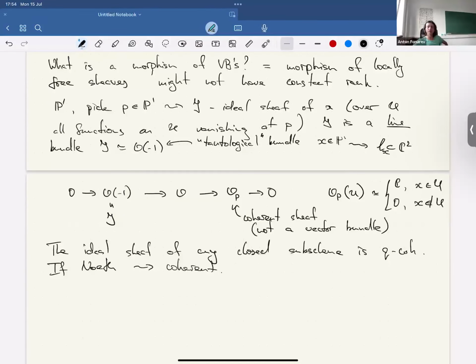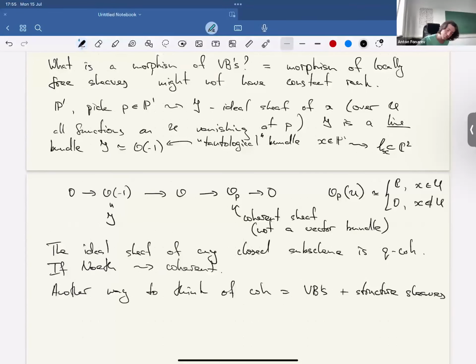All right, well, why all this machinery? Well, this machinery, we genuinely want to think about morphisms of vector bundles. So yes, by the way, another way to think of coherent sheaves is vector bundles plus structure sheaves, which means the quotients O_X by I of closed subschemes.